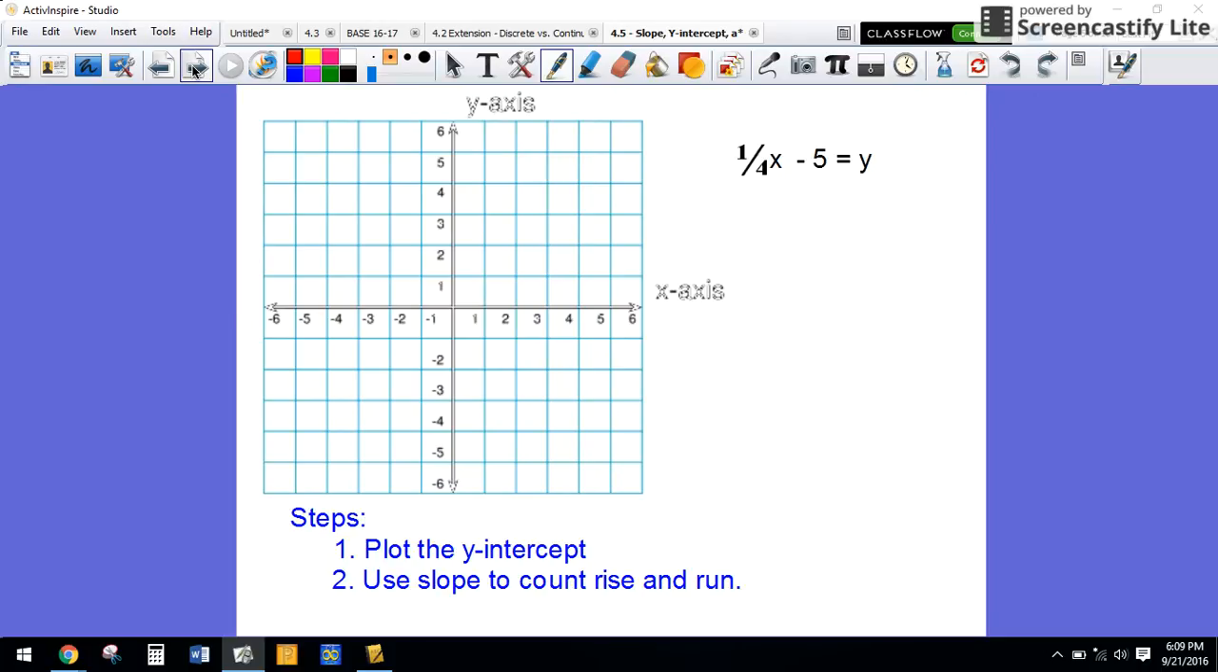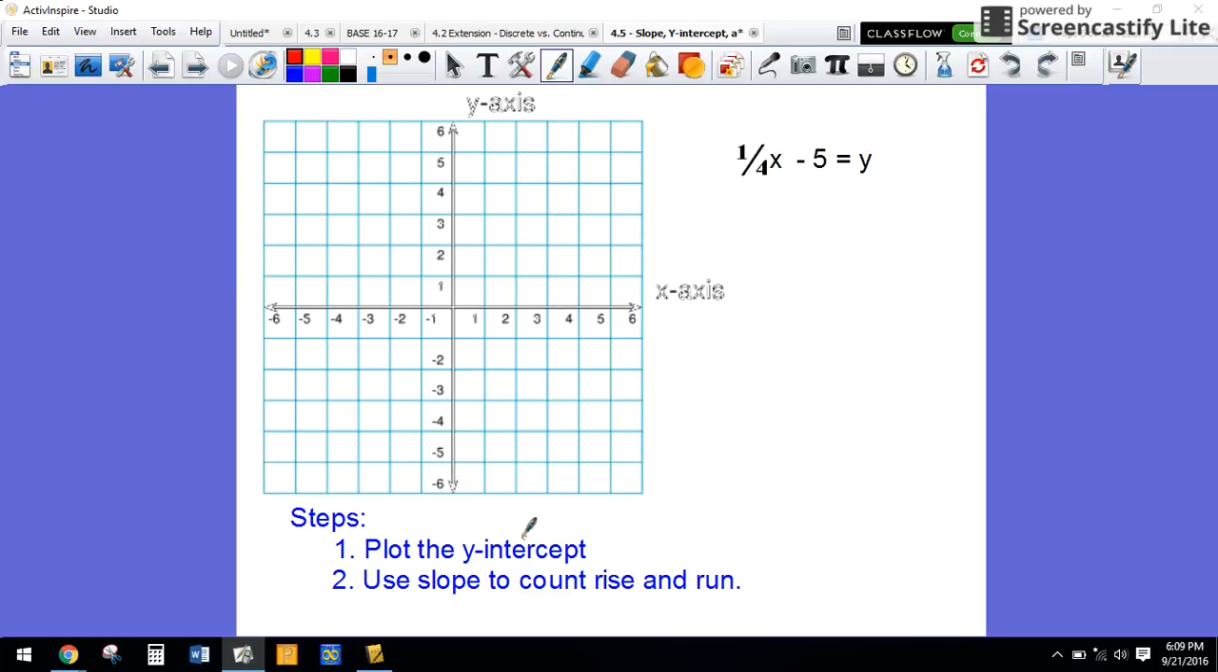Hopefully you guys have some graph paper nearby so you can do this example in your notes. If not, pause it, go get one, and just sketch a real fast x and y axis. It does not have to be beautiful. So following our steps here in order to graph, what we would normally do is make a table, plug in an x, and get our output, our y. But we don't have to do that.